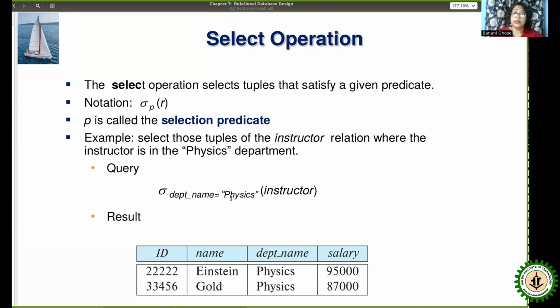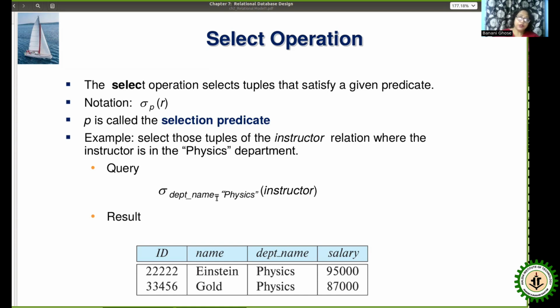So P is called the selection predicate. How is it represented? Sigma P of small r. So small r is the name of the relation or instance of the relation on which the sigma operation is to be run. And what is the selection predicate? That is the P. Now in the place of P, you can have separate conditions. Here you can use the logical operators, relational operators, equal to operators, everything. How it will be used, I will be elaborating in a few slides.